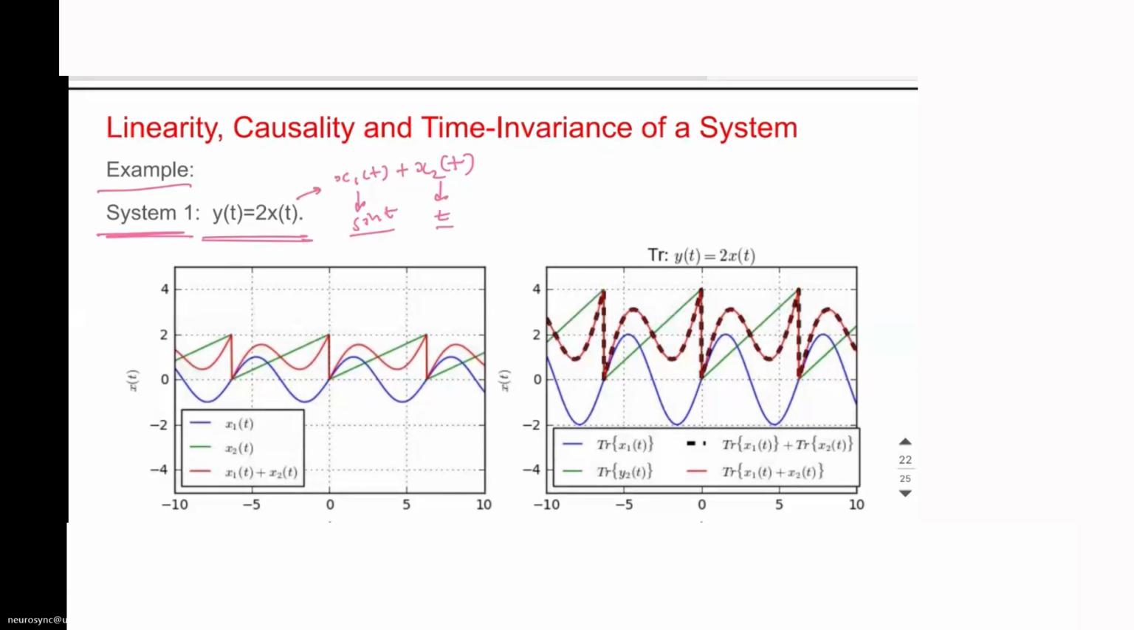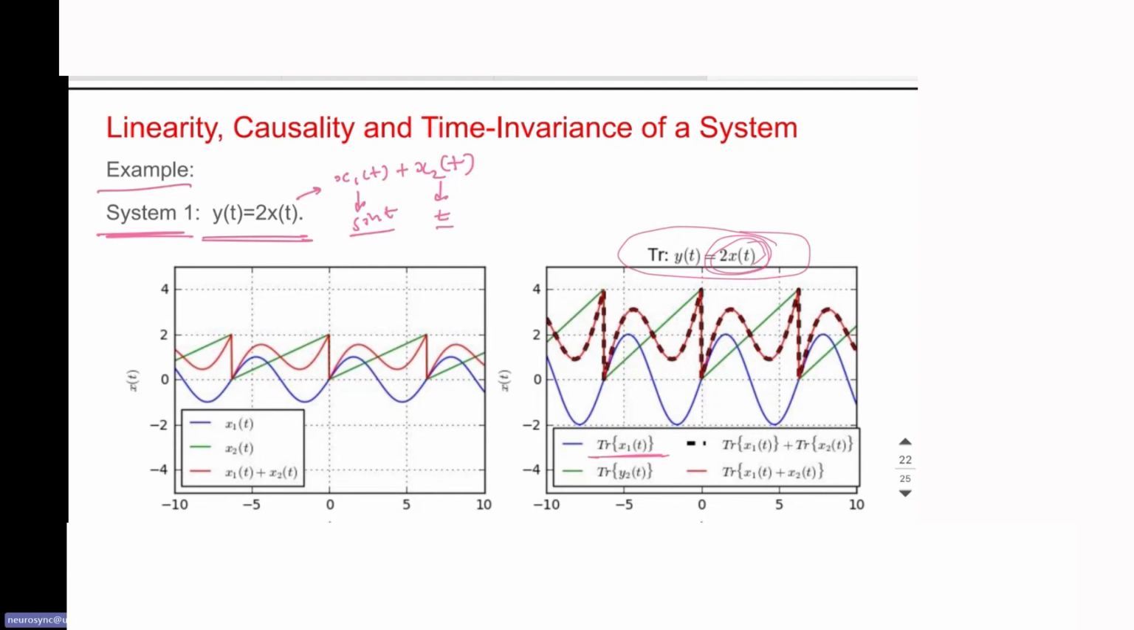Okay, system which will give the output as twice the input. 2x of t means the output is twice the input. Okay, now in this case, first what we will do, we will transform x1t.